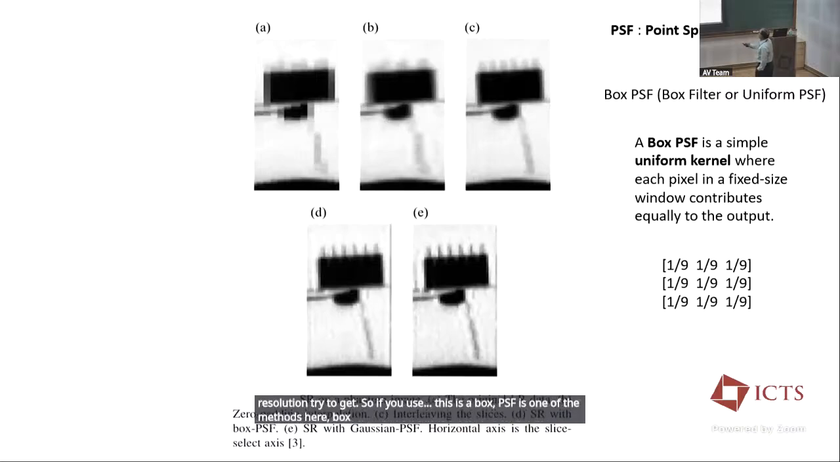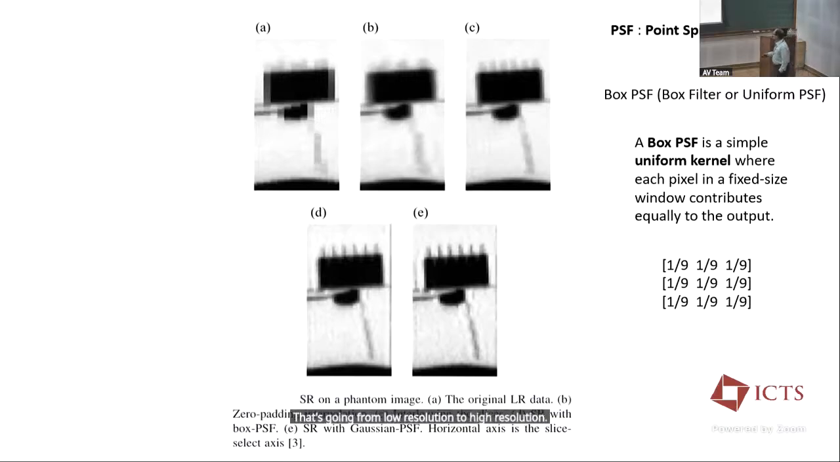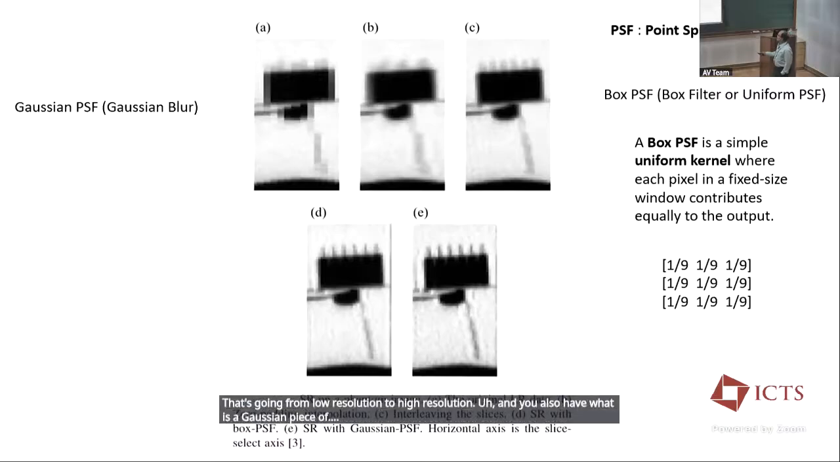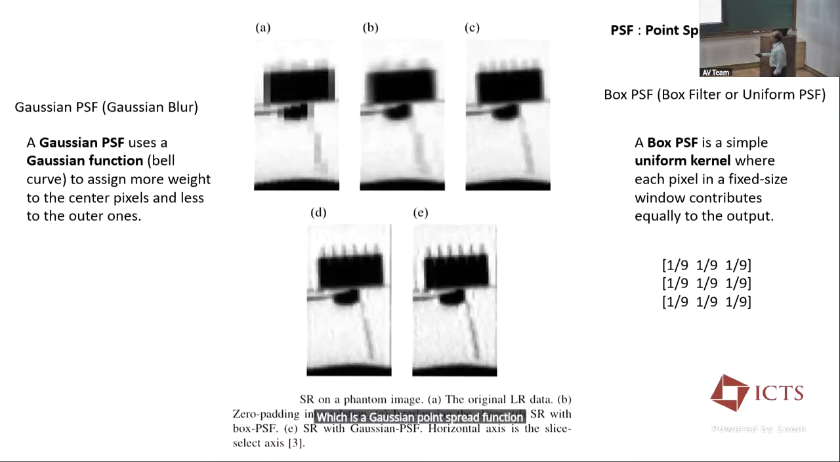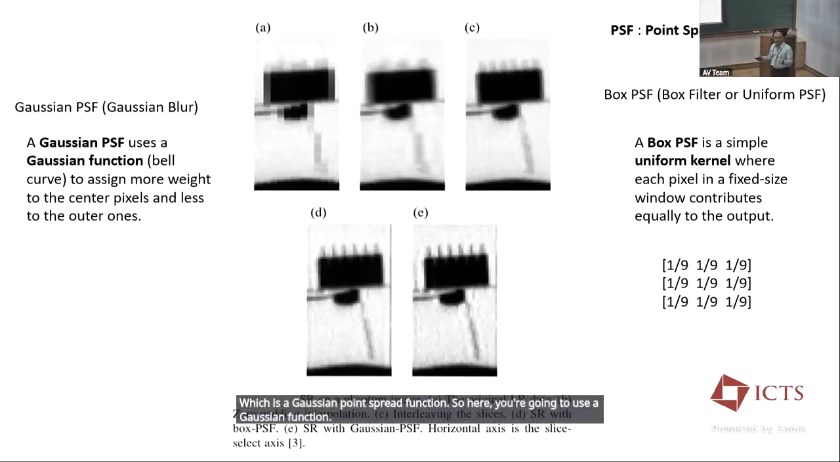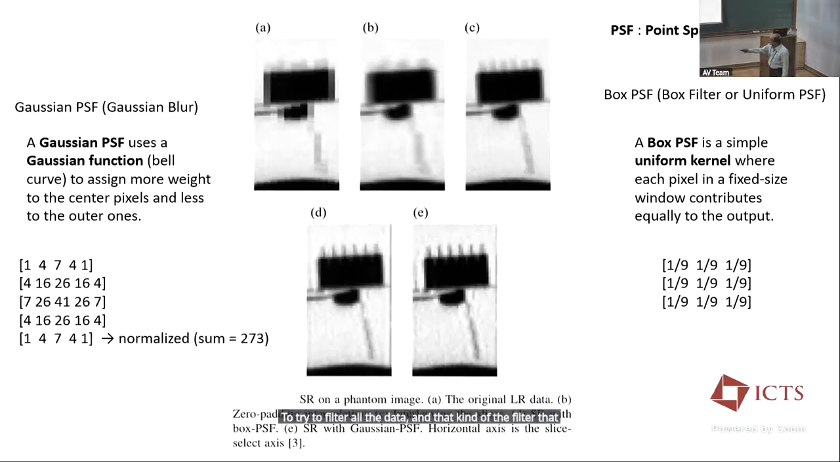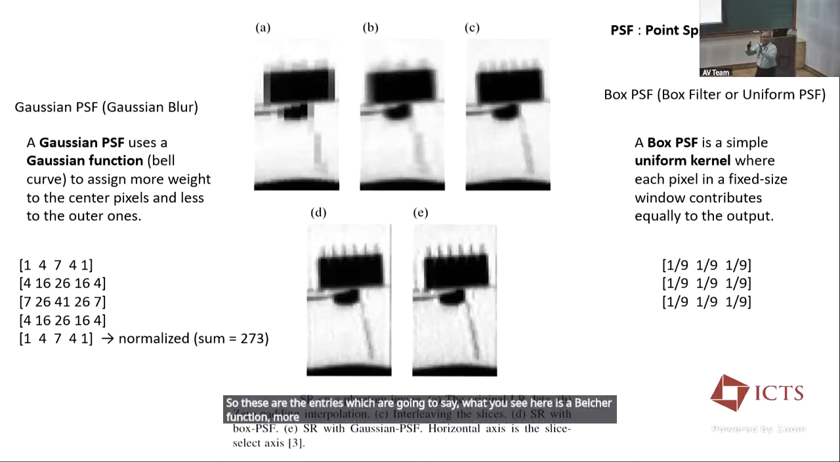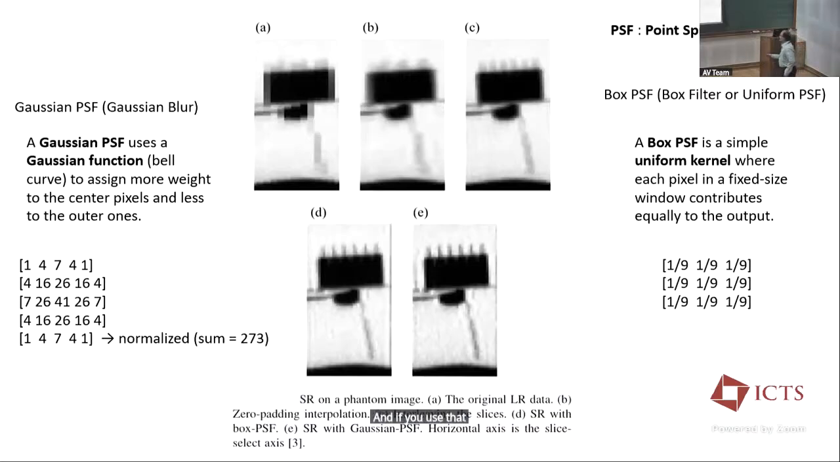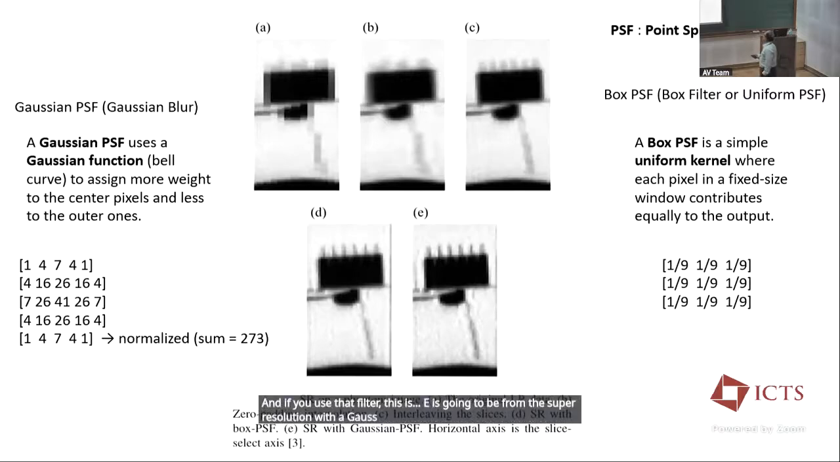Box PSF is image D. If you use this filter, convolve with it and try to improve the image, that's the kind of image you get moving from low resolution to high resolution. You also have the Gaussian PSF, which is a Gaussian point spread function. Here you use a Gaussian function to filter out the data, and this is what the filter would look like. What you see here is a bell-shaped function. More information around the center is taken, so you have higher values here and lower values down. If you use that filter, this is E, the super resolution with a Gaussian point spread function.